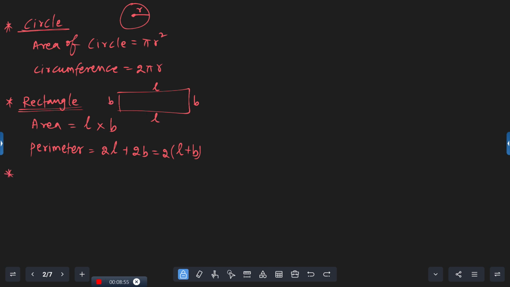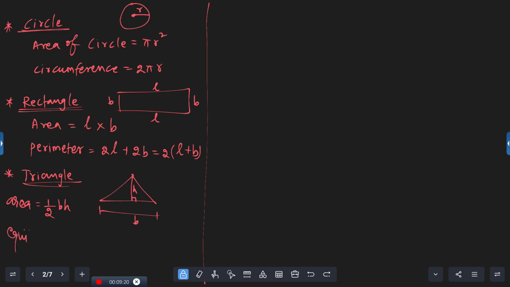In the same manner, sometimes triangle also will be used. Suppose this is a base B, and height I am giving as H. What is the area of a triangle? 1 by 2 base into height. These things and all, just revise. Suppose equilateral triangle, area is root 3 divided by 4 into side square, a square, if you are taking the side as a.